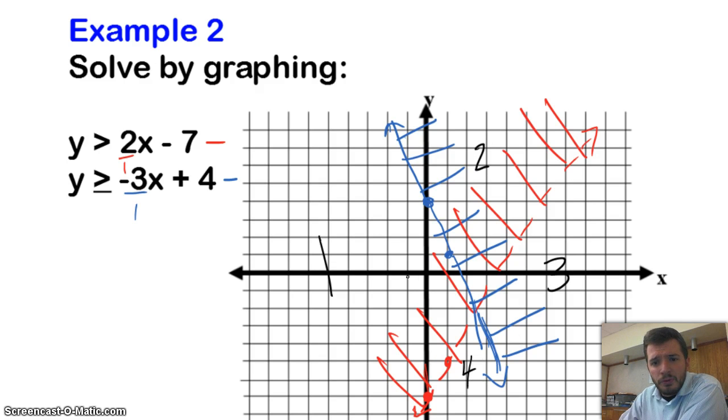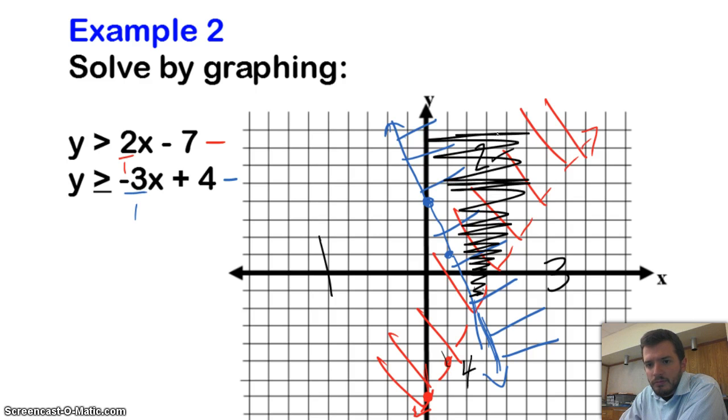Now again, you're just looking for where they both cross. So red points in here, blue points away. They both point in here at 2, and then blue points in, red points away, and they both point away at 4. So it's got to be this section right in here. All right. Hopefully that's making sense.